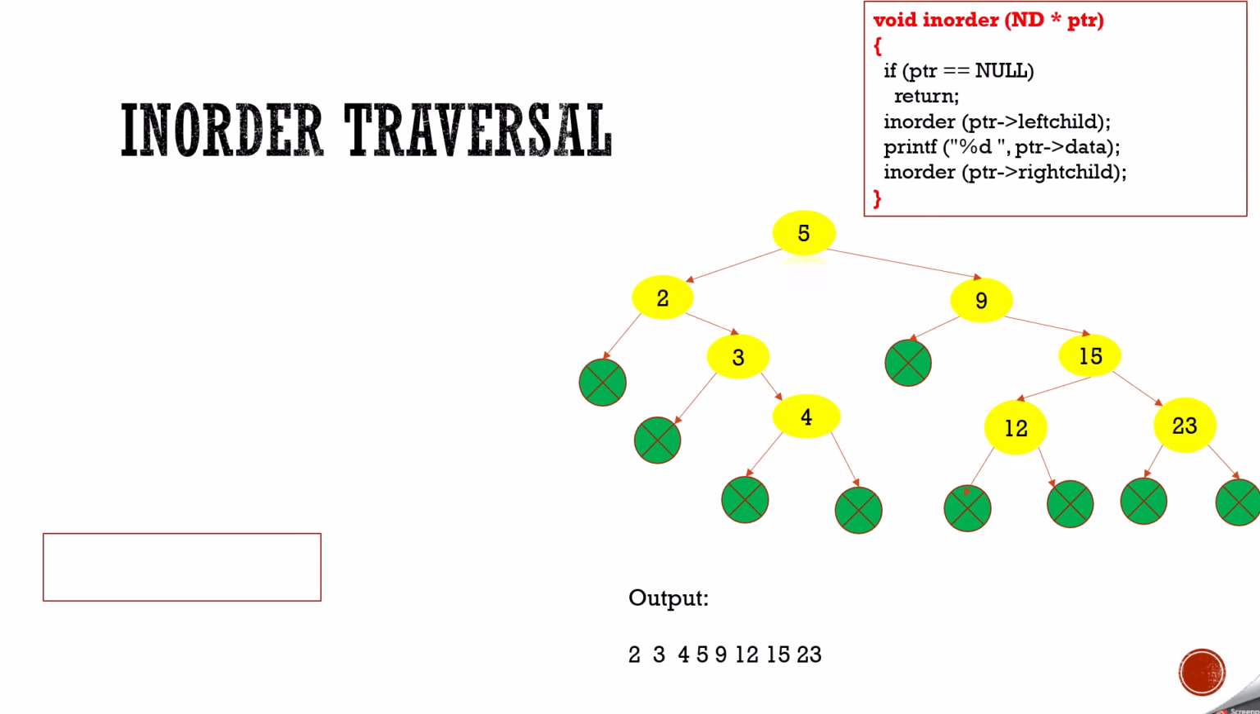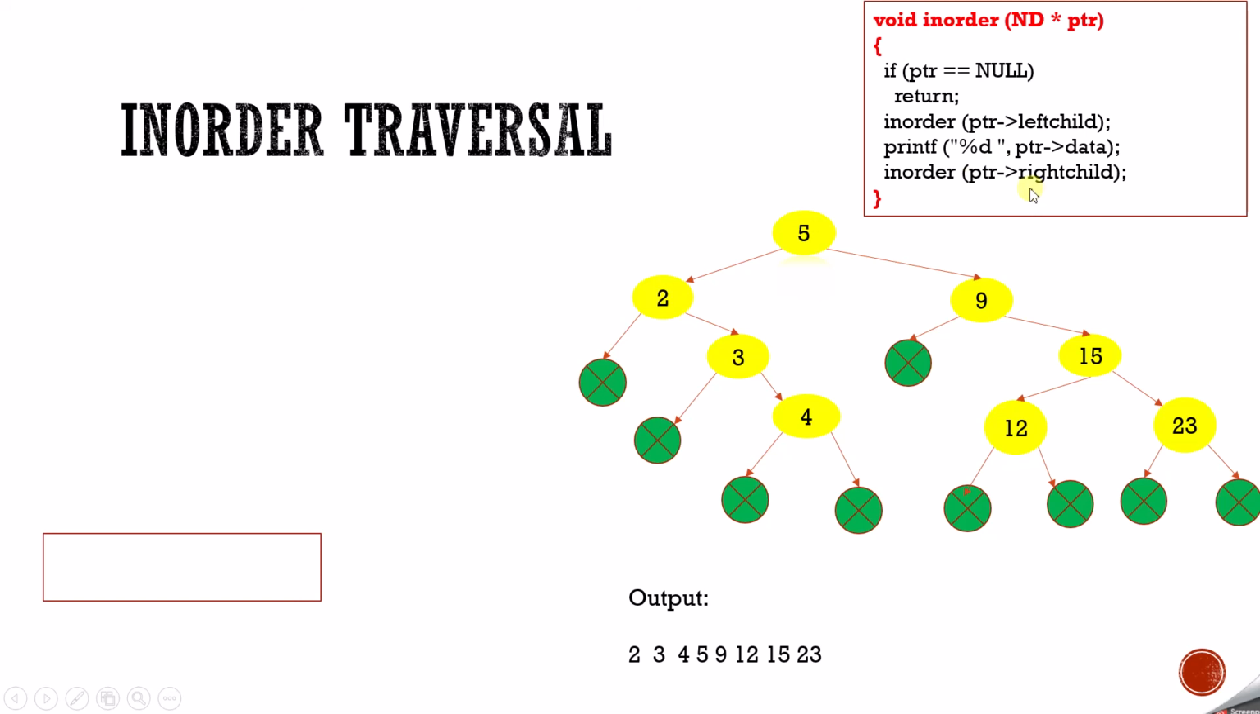And the thing here is that in case of post-order and pre-order traversal, the only difference is the order in which I am executing. So in case of pre-order, I am going to print the data first, then I'll go to the left child traversal or left subtree traversal, and then I'll go to the right child or right tree traversal.